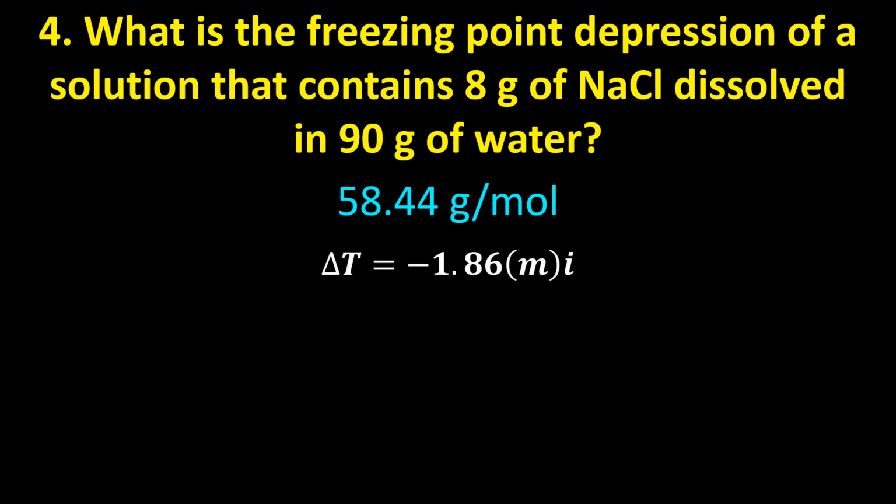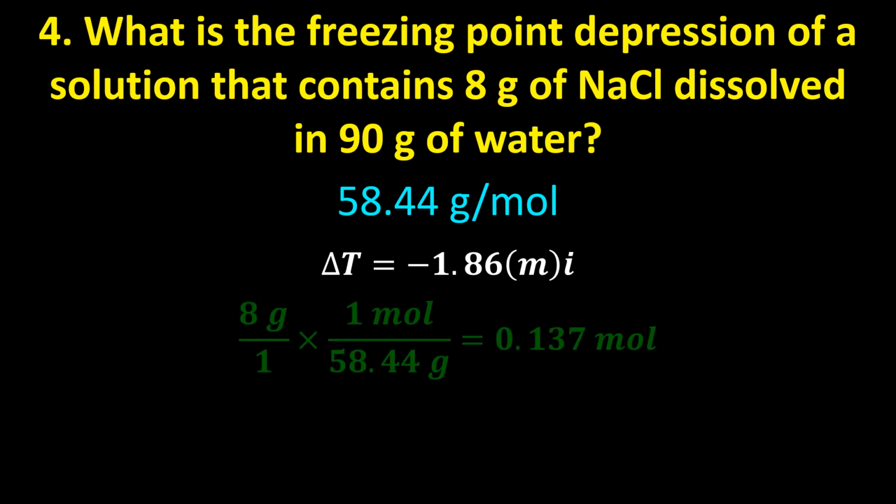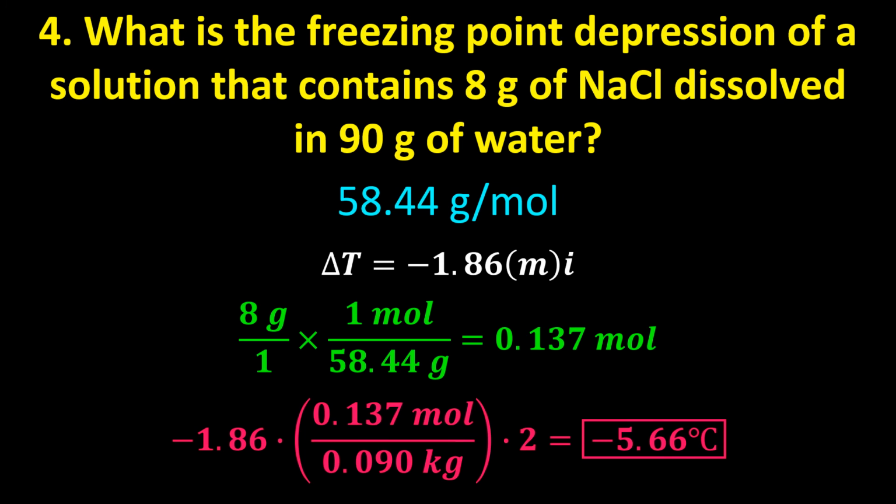The formula for freezing point depression is delta T equals negative 1.86 times the molality times i, which is the number of ions. So for sodium chloride, because it's an ionic compound and it dissolves into 2 separate ions, one sodium and one chloride, the i is going to be 2. So that just leaves calculating the molality, the little m. So we'll use the molar mass of sodium chloride to convert the 8 grams into 0.137 moles. And now we can plug that into the equation.